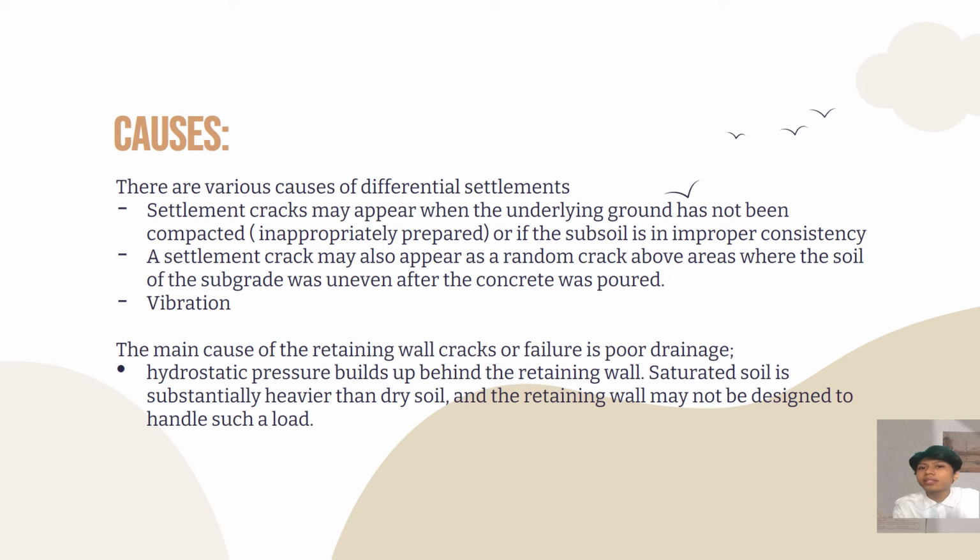First, settlement cracks may appear when the underlying ground has not been compacted, is inappropriately prepared, or if the subsoil is of improper consistency. Next, a settlement crack may also appear as a random crack above areas where the soil of the subgrade was uneven after the concrete was poured. It can also be caused by vibration.